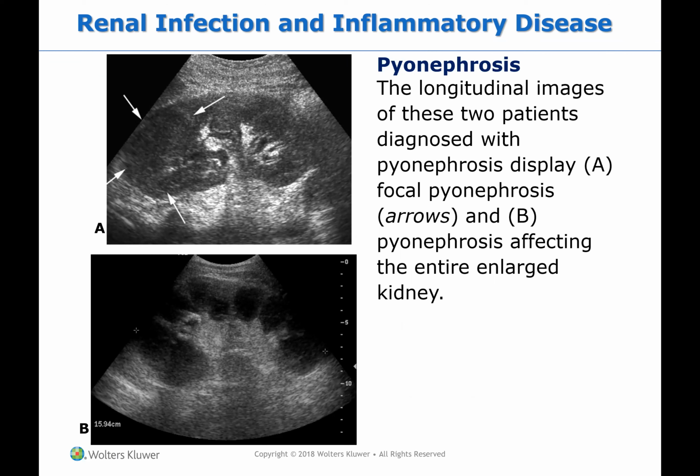The long image of these two patients would diagnose pyonephrosis. So this is like a localization in A of the pus-filled mass. And B, it's affecting the entire kidney. And you can see how the medulla looks indistinct.